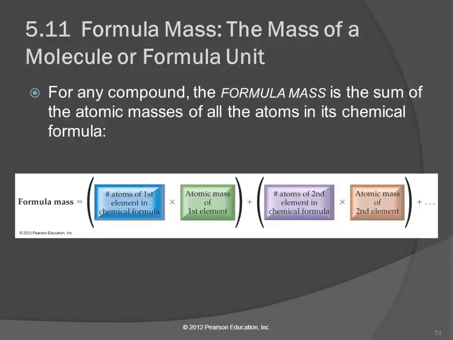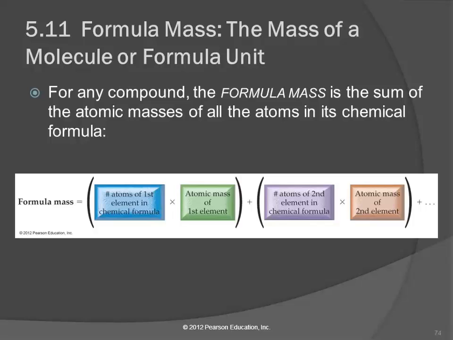You look at the formula, and you see, well, how many carbon atoms are there? How much does each carbon atom weigh? Okay, so that's the mass of carbon in there. And then, how much sulfur or chlorine or whatever else is in there. You find out how much each of those weighs, and then you add them together. So it's really not that complicated.